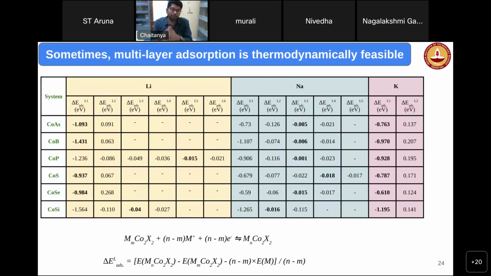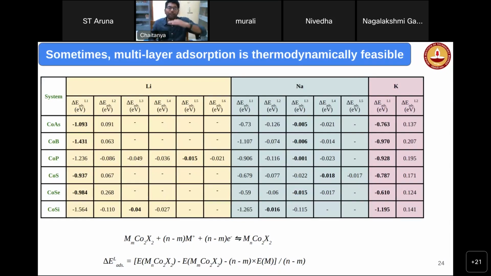So for cobalt arsenide, only one layer of lithium can be absorbed, whereas I found that it can absorb up to 3 layers for sodium, and for potassium it is again only one layer. You might worry, oh, this is also negative, why did he not consider it? The reason is there are several cases where we should not be considering.